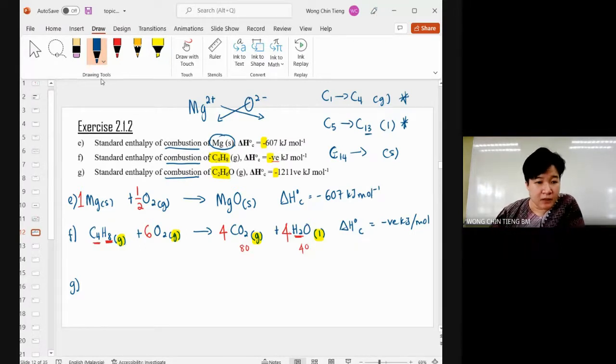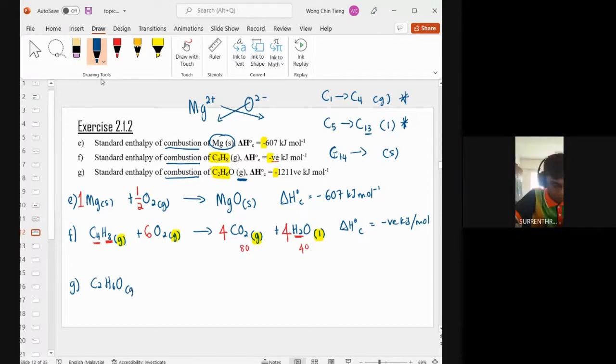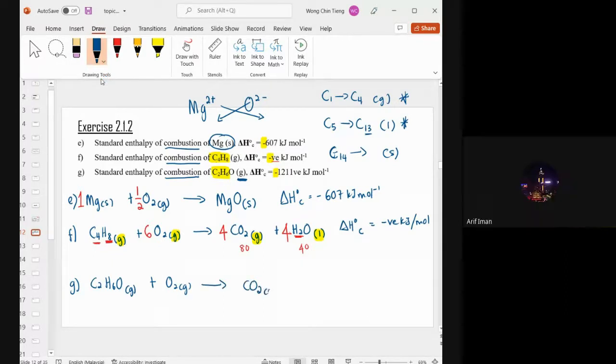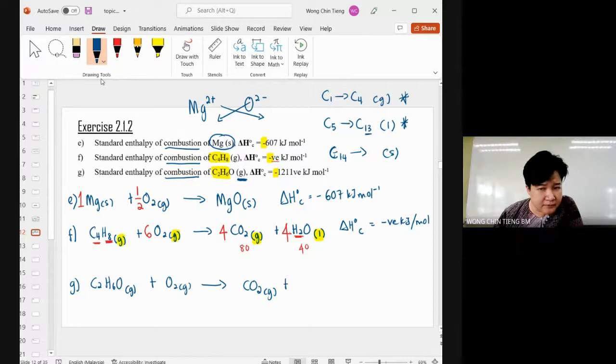Okay. All right, your G over here and standard combustion of C2H6O. Yang ni patut liquid ni. Dalam soalan kamu pun gas kah? Yes, madam. Okay, tak apa, gas pun gas lah. Patut liquid lah. Normally when it's alcohol, we will normally put down liquid.